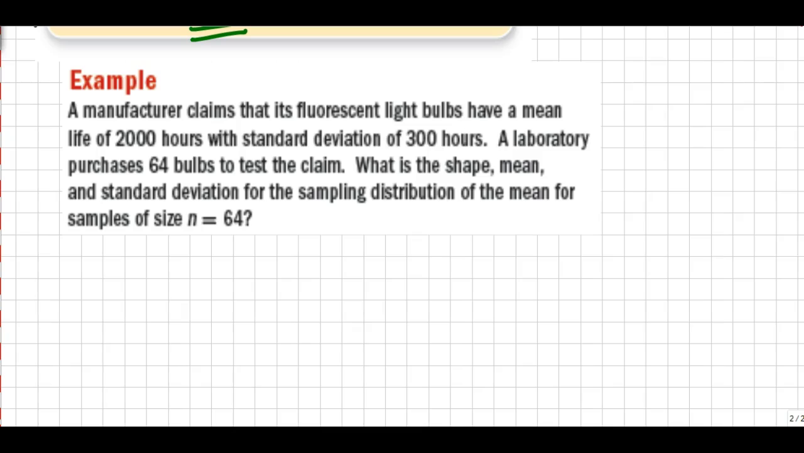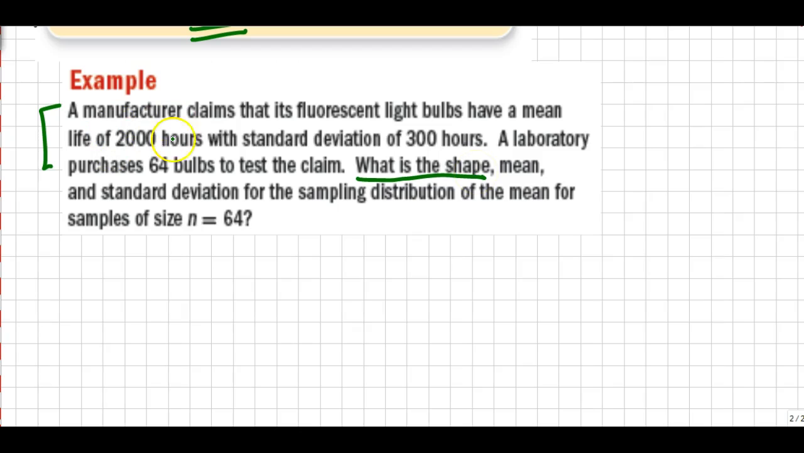A manufacturer claims that its fluorescent light bulbs have a mean life of 2,000 hours with a standard deviation of 300 hours. A lab purchases 64 bulbs in order to test their claim. What is the shape, mean, and standard deviation for the sampling distribution of the mean for a sample size of 64? So first we need to verify: does it say that the distribution of light bulbs is normal? Definitely not. It doesn't say that anywhere in there. Also, when they ask you for the shape, they're asking you, is it normal or not? That's another way of them asking it.